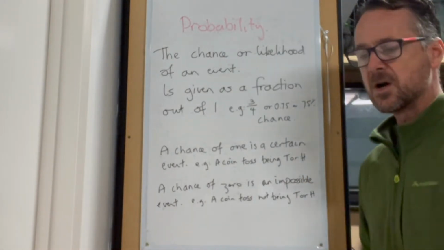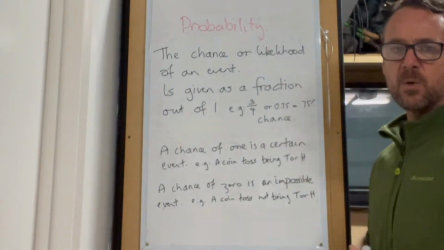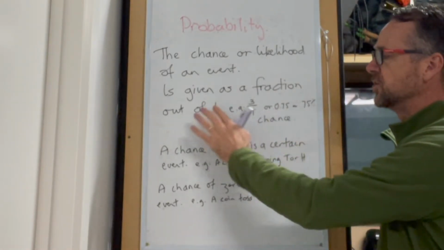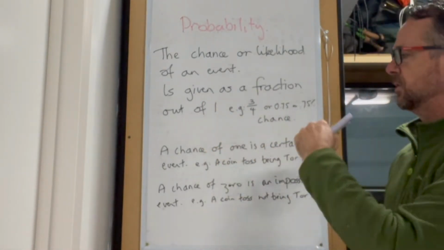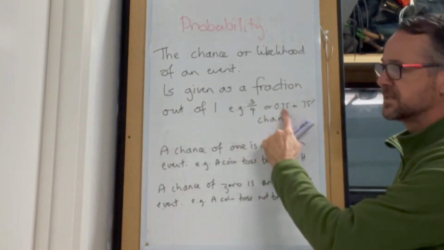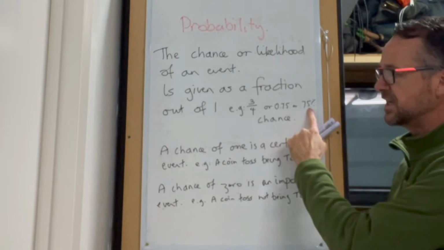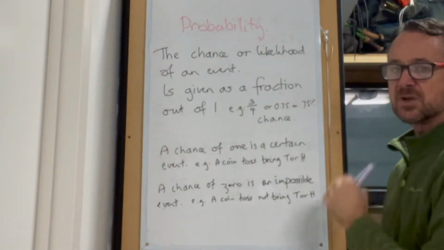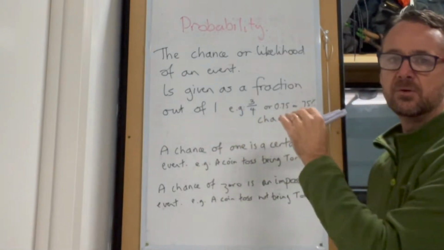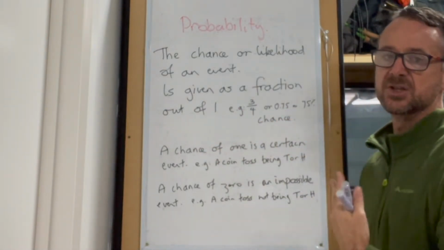When we give that likelihood, it appears in one of three different forms, but all connected. They're all a fraction of one. So it'll be delivered either as a common fraction, a decimal fraction, or a percentage, and that result must be no greater than 1 and can't be less than 0.